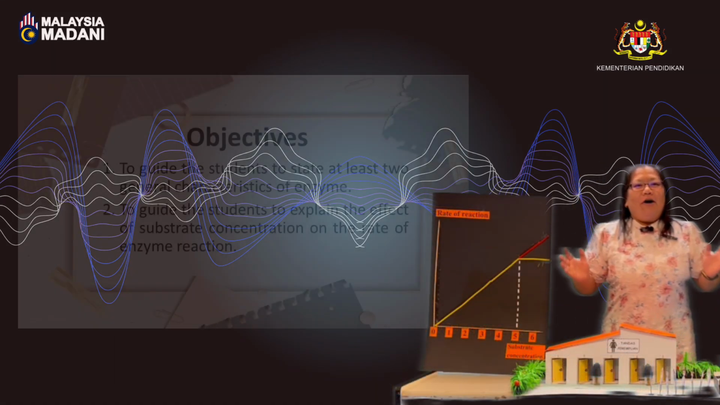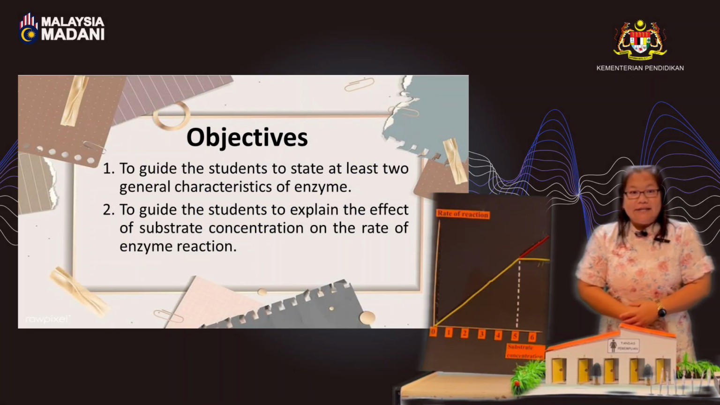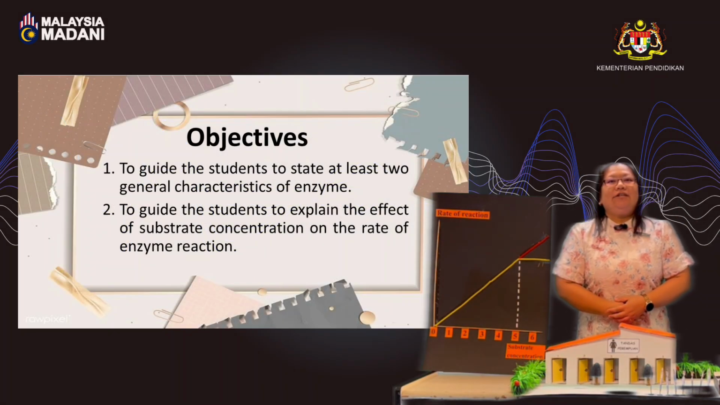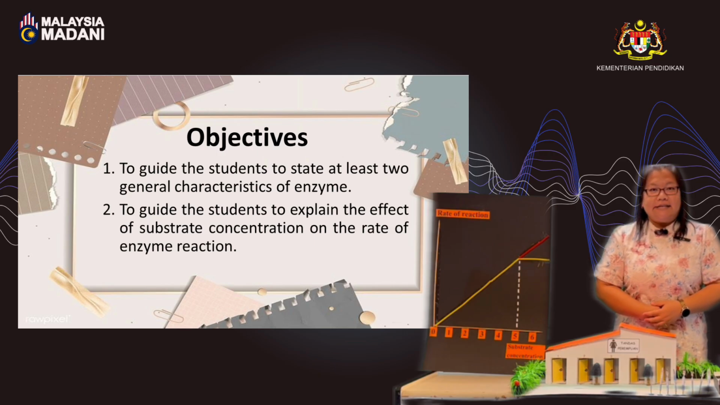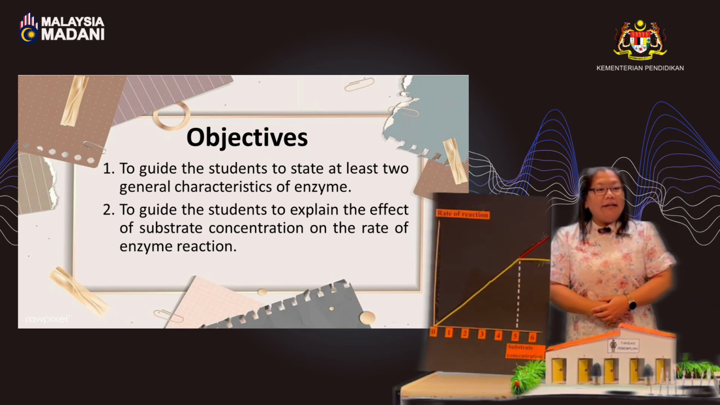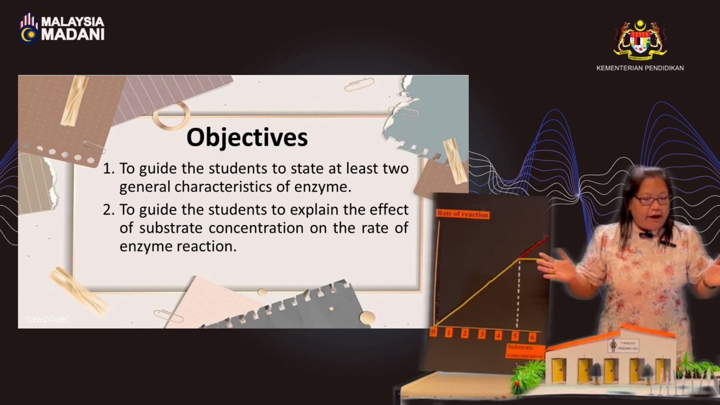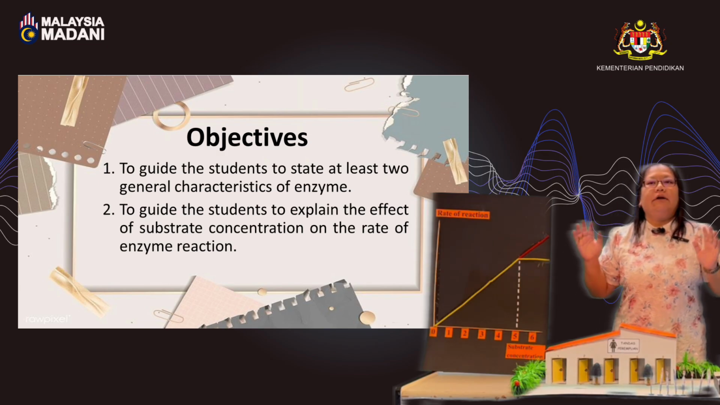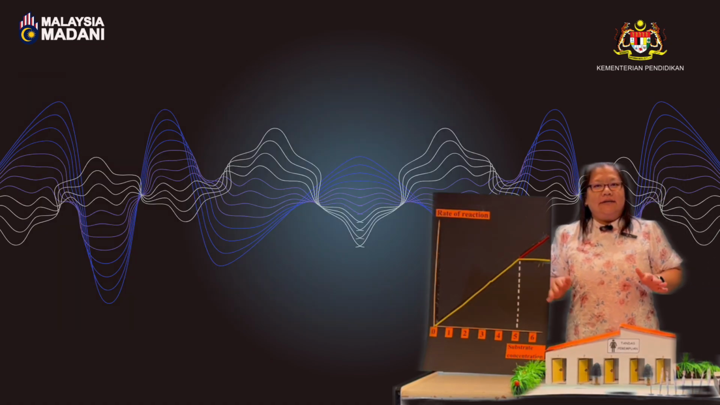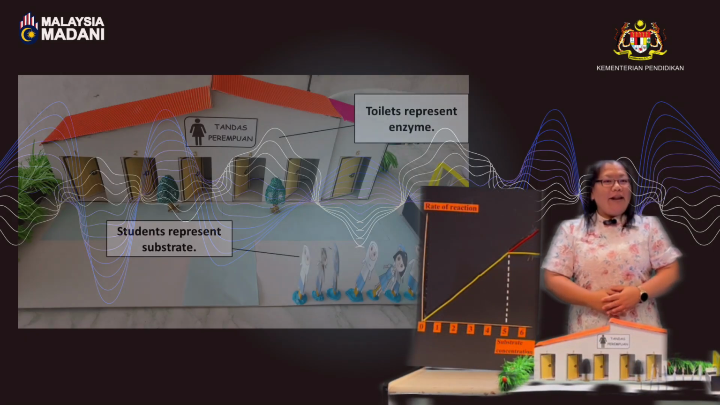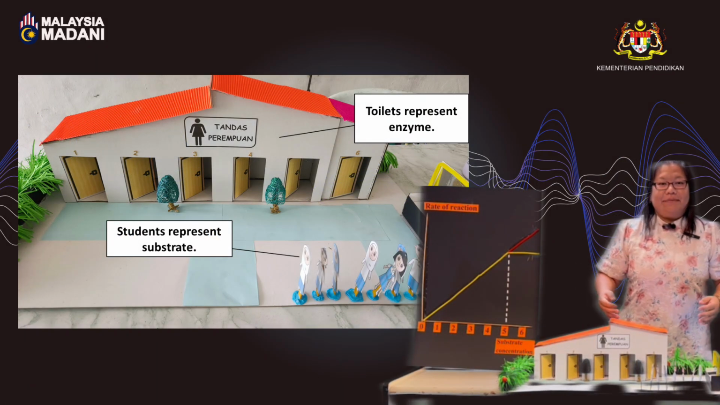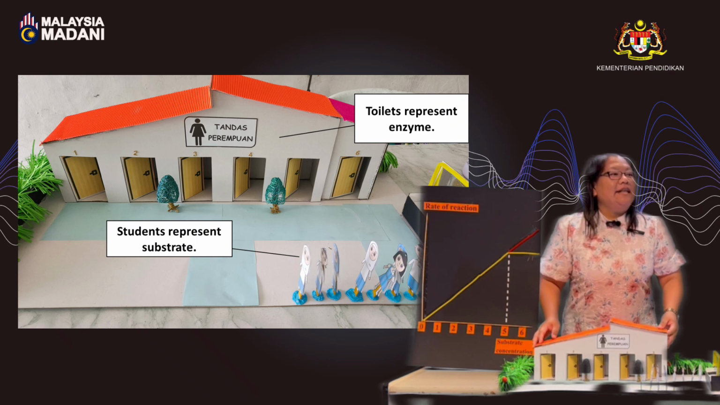The objective of this model is to guide the student to state at least 2 general characteristics of enzyme, and to guide the student to explain the effect of substrate concentration on the rate of enzyme reaction. So toilet represent enzyme, student represent substrate.